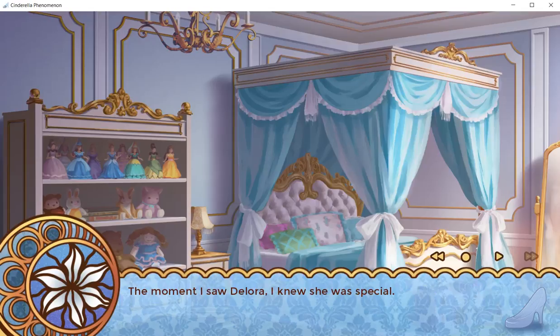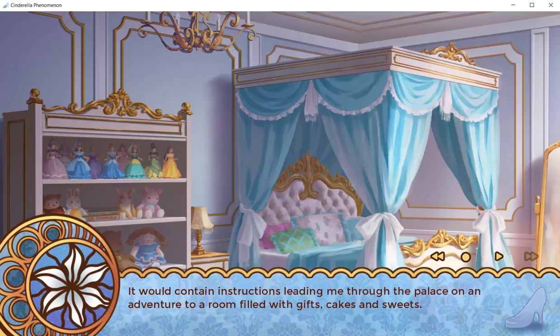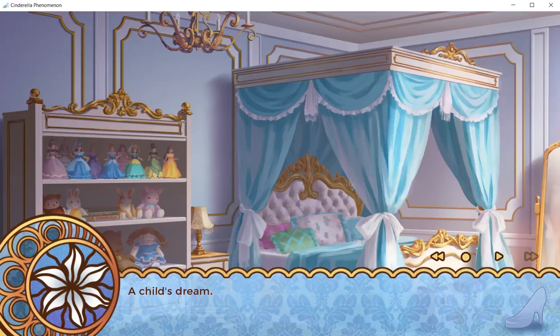The moment I saw Delora, I knew she was special. She was different, so elegant and realistic, it was almost as if she was breathing. She was a gift from the king on my 17th birthday. I only started receiving dolls from him when Mother passed away. Mother does not believe in birthday celebrations, but every year at midnight a letter would appear under my door. It would contain instructions leading me through the palace on an adventure to a room filled with gifts, cake, and sweets. A child's dream. I had been fascinated by the dolls, which had always held a little greeting card.